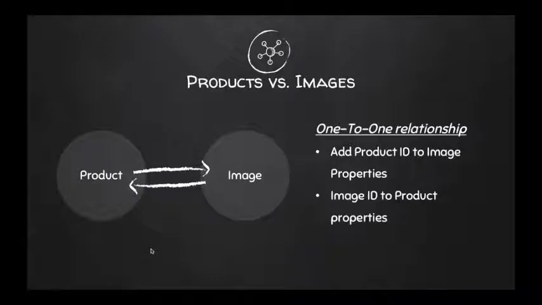So starting at the very simple relationship of a one-to-one relationship, you have a product and an image. If we're just dealing with one product and one image, we could add the product ID to the image properties table, which gives us that one-to-one relationship. Or we could alternatively add an image ID to the product properties table.